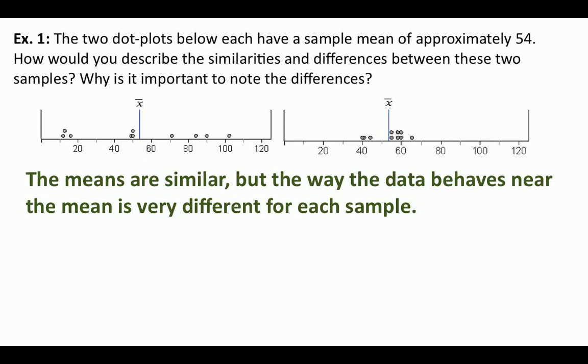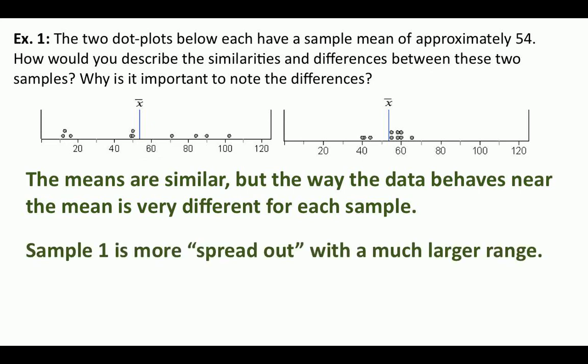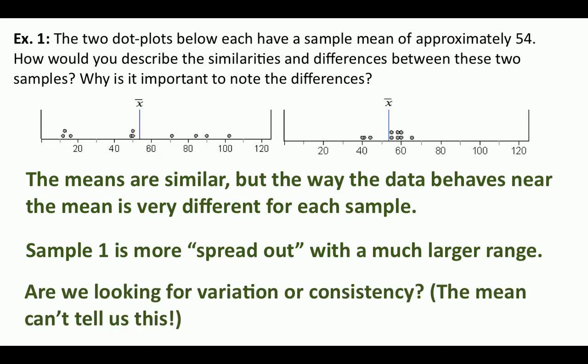But the way that the data is behaving near the mean is very different. If you looked at the left side dot plot as being like a class, and they were averages, maybe the average is 54, but you've got some people who were getting well below 20 and other people who were earning over 100. And then on the dot plot on the right, just about everybody is clustered around 54. So the one on the right looks a little more consistent, the data points are all clustered around the mean, whereas on the left the data is more spread out away from the mean. So that's exactly what we have written here: sample 1 is much more spread out, so it has a larger range. If we're looking for variation or consistency, this is something that the mean alone can't tell us, which is why we need these other measures of spread.